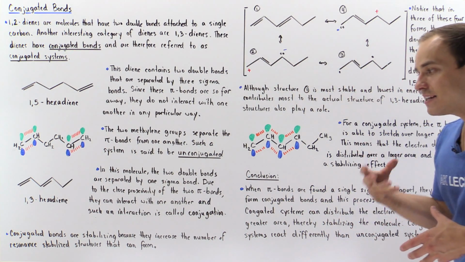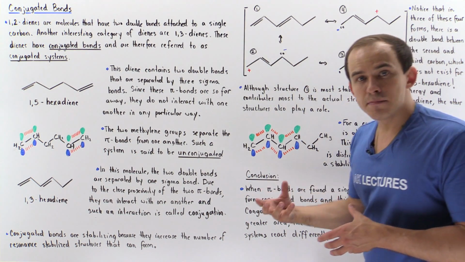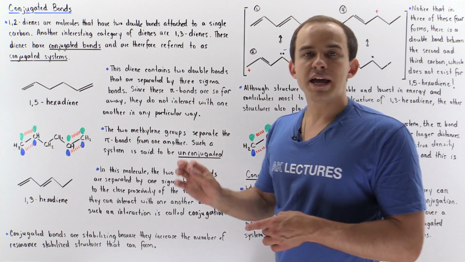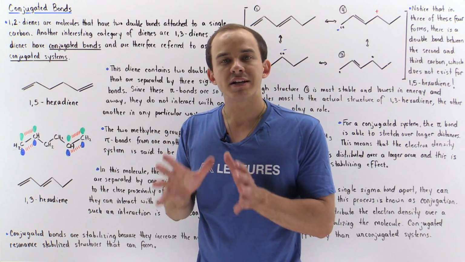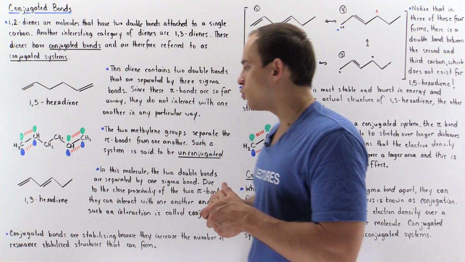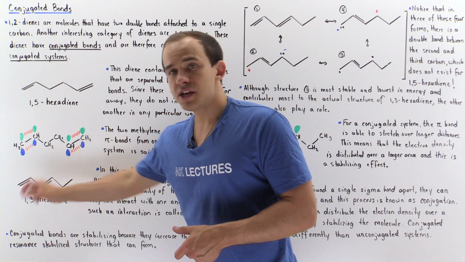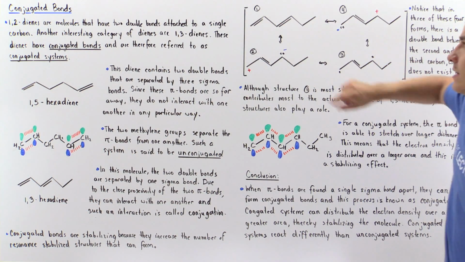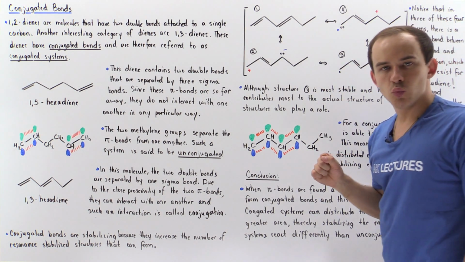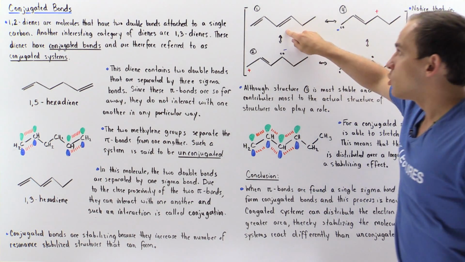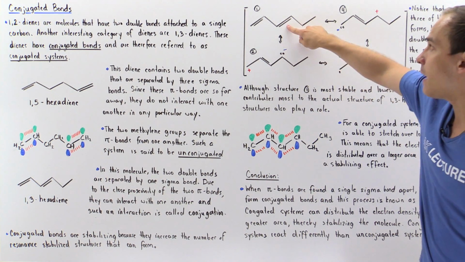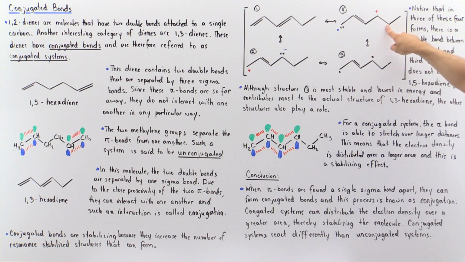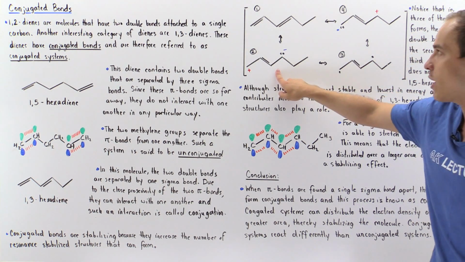Now, conjugated bonds are stabilizing because they form many more resonant forms. To see exactly what we mean, let's take this molecule, 1,3-hexadiene, and let's label it as molecule 1. So basically, we can rearrange the following electrons in the following 4 major ways.